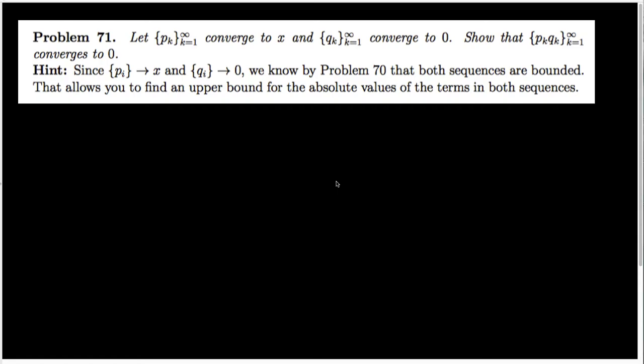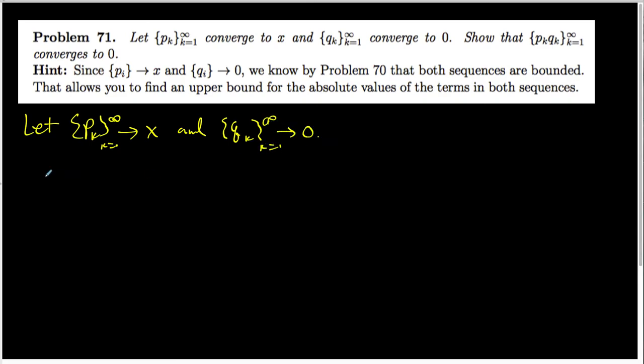In this video, I want to do the formal proof for problem 71. The formal proof is based on the scratch work that we went over in the previous video. So to get started, we're going to let the pk's be a sequence that is known to converge to x, and the qk's are going to be a sequence that is known to converge to 0. And our goal is to show that the sequence of pk times qk's also converges to 0.